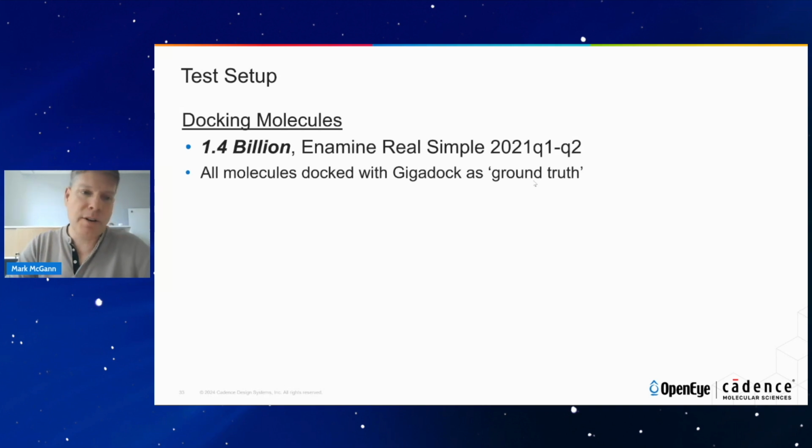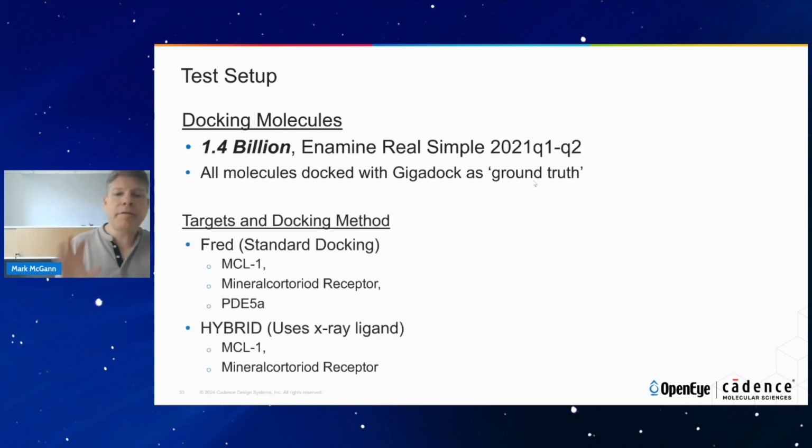It's just our experience. We did 5 Gigadock runs to establish the ground truth against 3 different targets. 3 of those runs we used with Fred, the standard structure-based approach to docking, and 2 of those we used hybrid, where we pay attention to the bound ligand structure in the receptor, and then we use that to guide the poses.